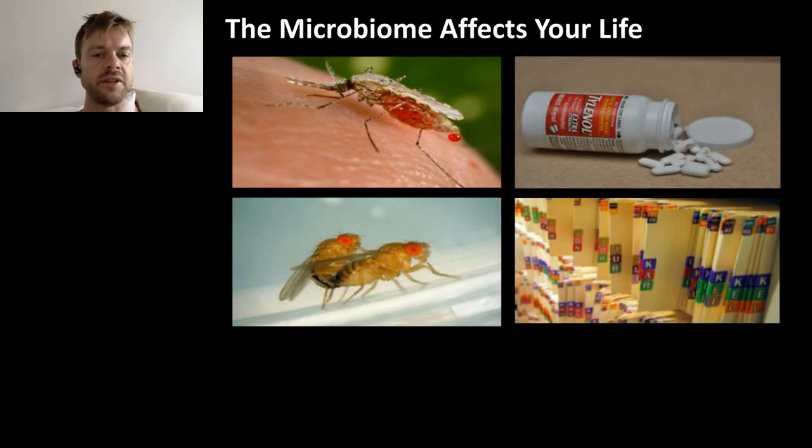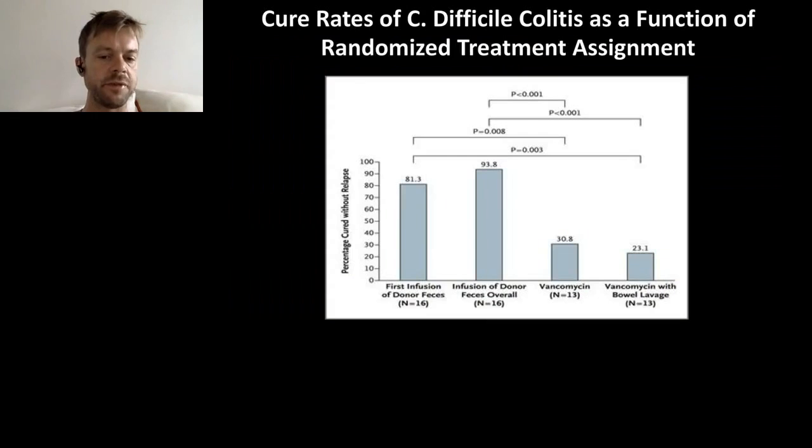And in fact, there's now clinical evidence to suggest that the microbiome and microbial therapies could be extremely important. The most widely cited of these is the use of curing C. diff with a fecal microbiome transplant. Here we can see typical vancomycin or vancomycin with bowel lavage treatment for C. diff has around a 30% success rate for people with chronic infection and who are not responding to treatment. Whereas an infusion of donor feces, a fecal microbiome transplant, can lead up to a 94% recovery rate.